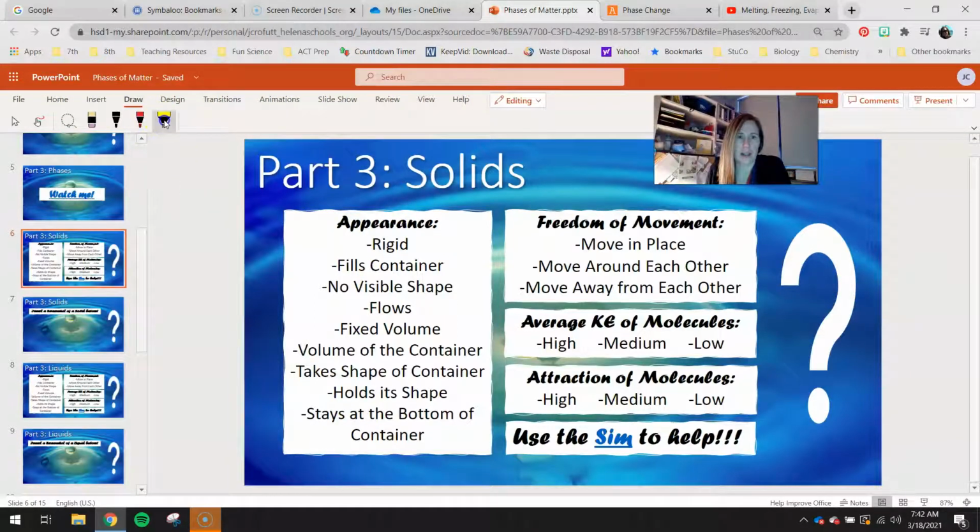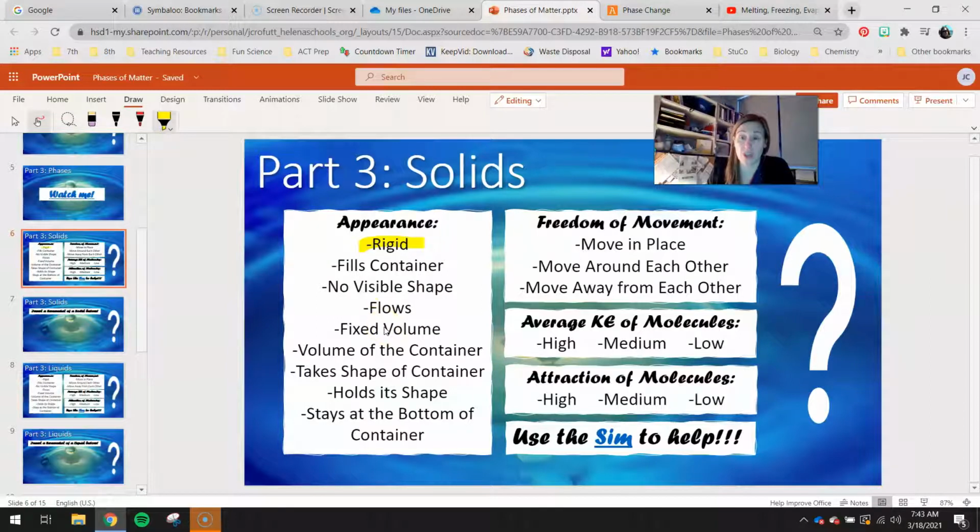You can just use your highlighter and say, all right, a solid is rigid, meaning it maintains its shape, so I would highlight that one. Does it fill its container? If we take a chunk of ice and put it in a Tupperware container, does it fill up that whole container? Any visible shape or not? Can you define a shape if we have a solid ice cube? Does it have a shape that you can see? Does it flow? If we look at the molecules inside, are they flowing around? Does it have a fixed volume?